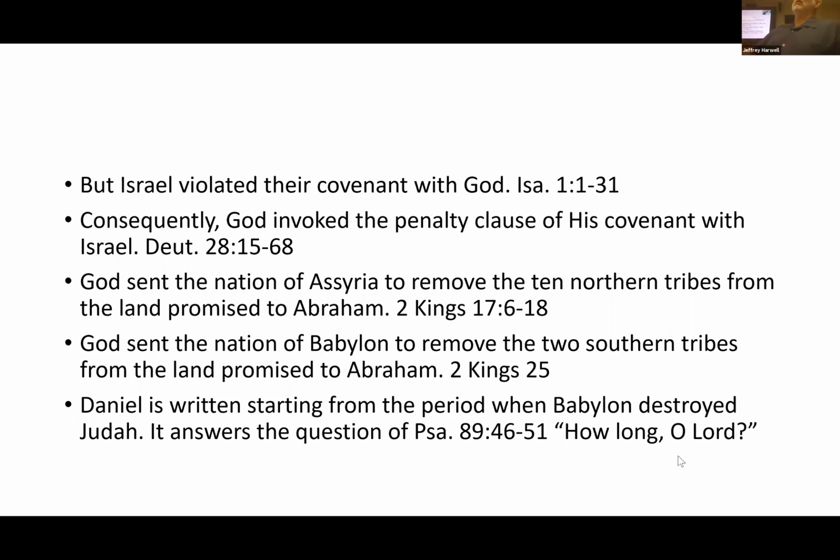The conditional promise that's made to Israel is, you will be the nation through which I bless all the nations of the world if you keep my covenant. I'm sorry, that's the conditional one. The middle one that came through Moses, the Mosaic covenant, is conditional. Blessing is dependent upon obedience.